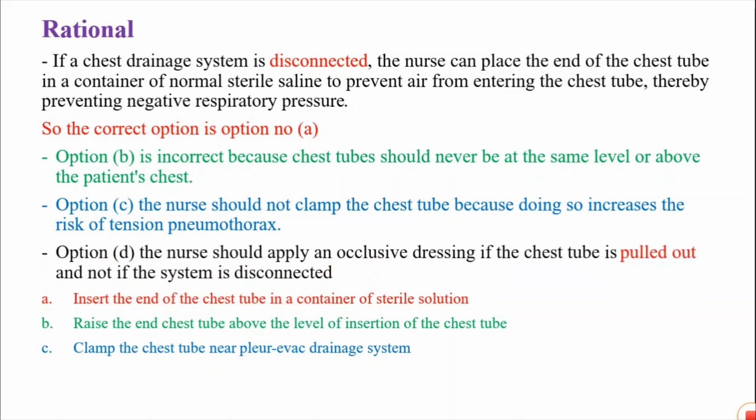Regarding option number D, which is apply pressure dressing to the chest tube, the nurse should apply an occlusive dressing if the chest tube is pulled out, and not if the system is disconnected or broken and so on. So the correct option is option number A.